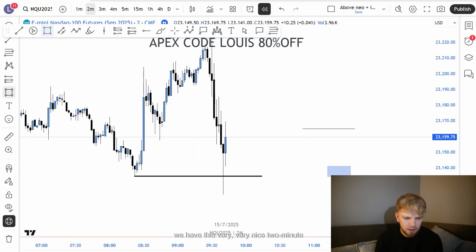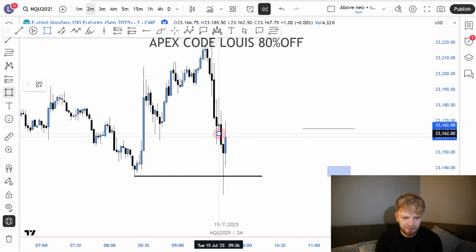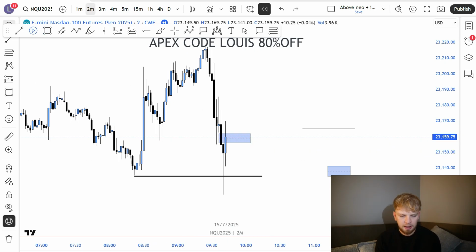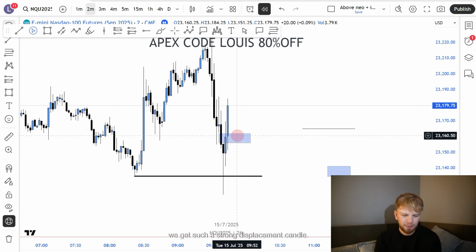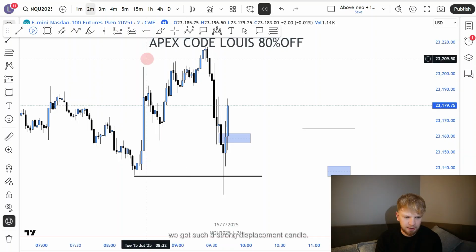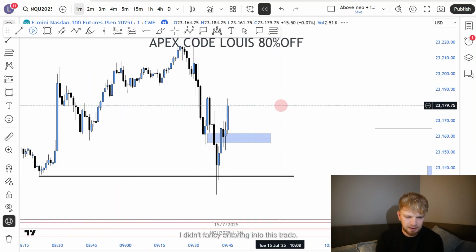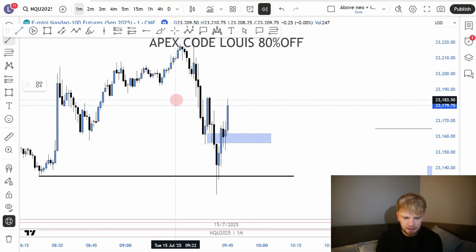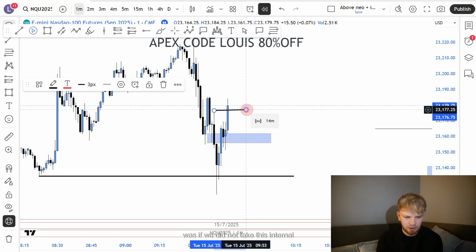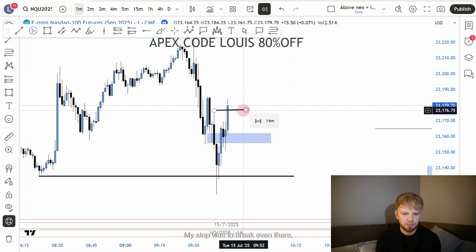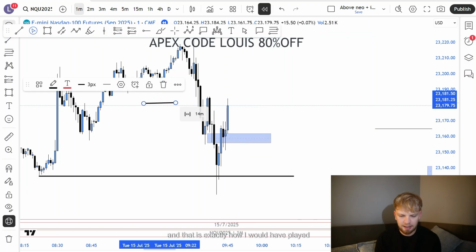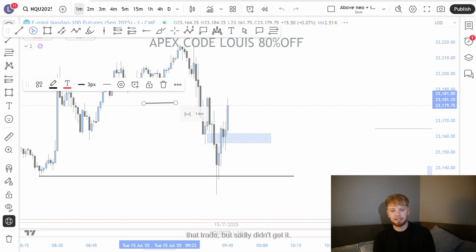So as you can see, we have this very, very nice 2-minute bearish fair value gap. It wasn't a 1 minute, but if I play the price action out, we get such a strong displacement candle. I didn't fancy entering into this trade. The only way I would have entered this trade was if we did not take this internal liquidity. Then I would have entered along here, my stop loss to break even there, and that is exactly how I would have played that trade, but sadly didn't get it.